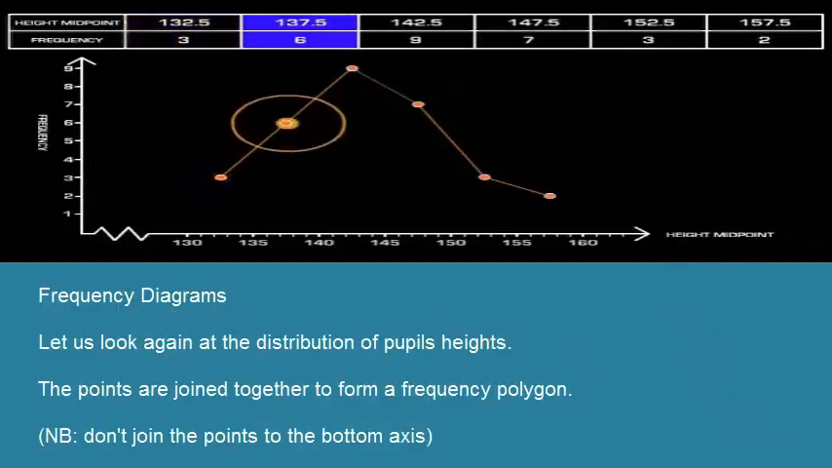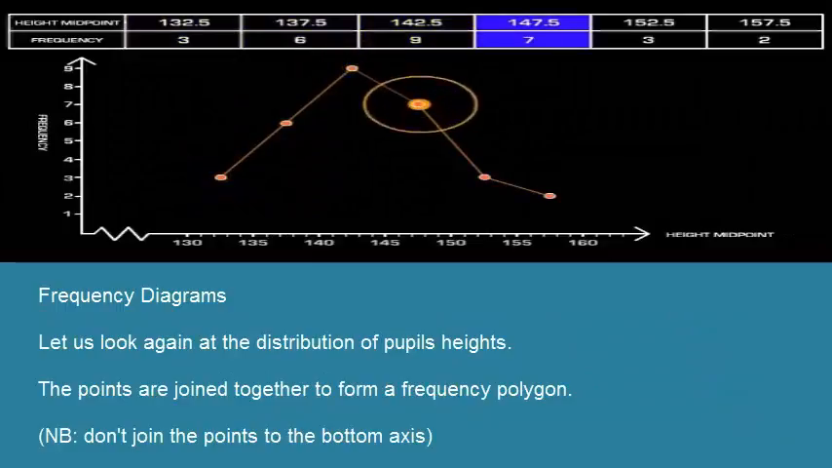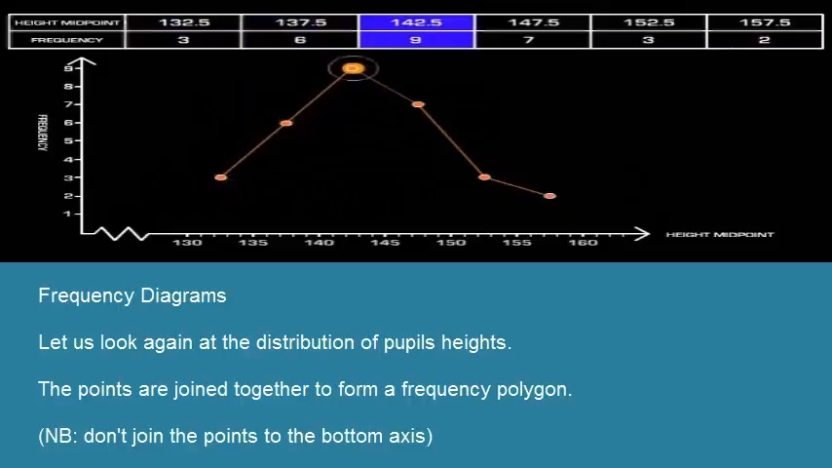Let us look again at the distribution of pupils' heights. The points are joined together to form a frequency polygon. NB, don't join the points to the bottom axis.